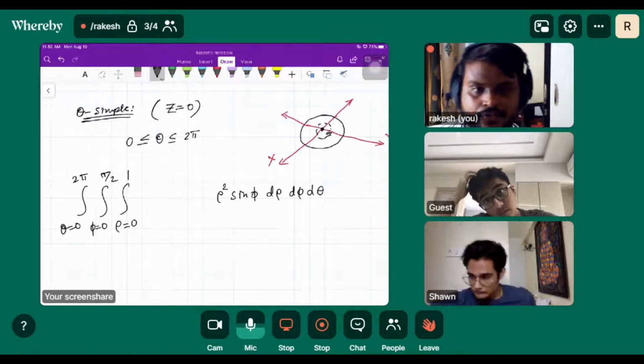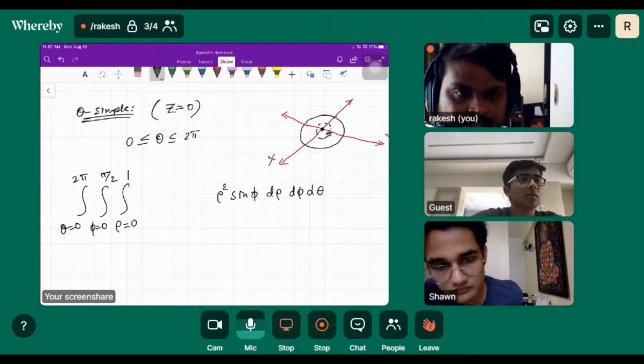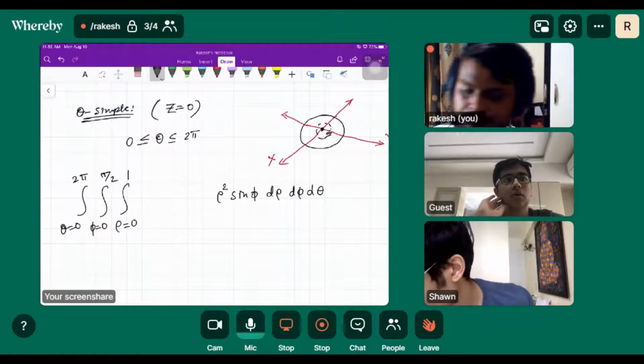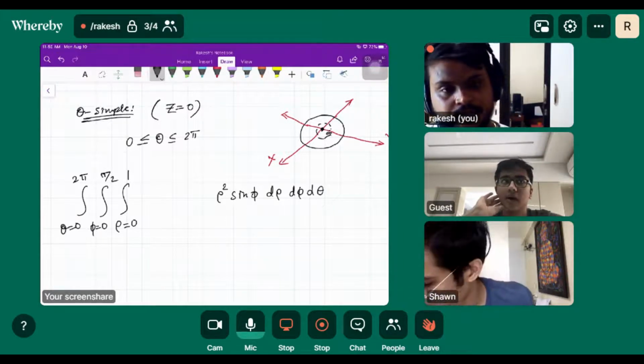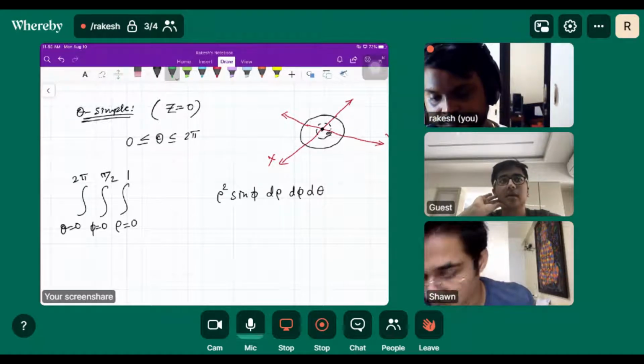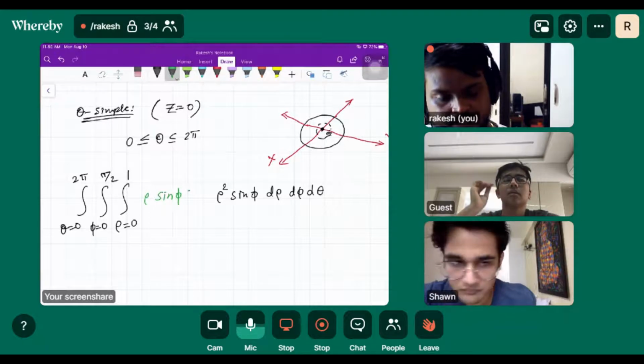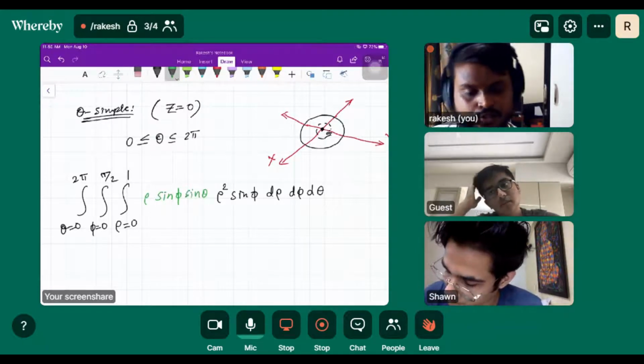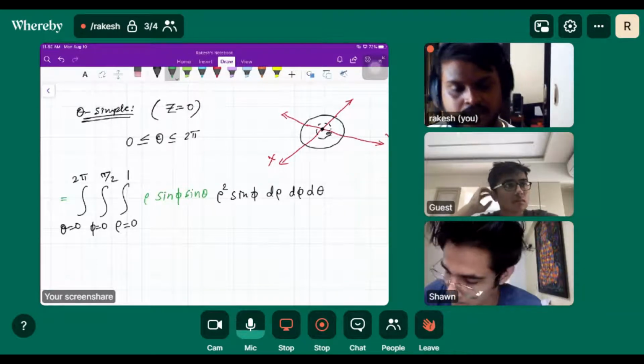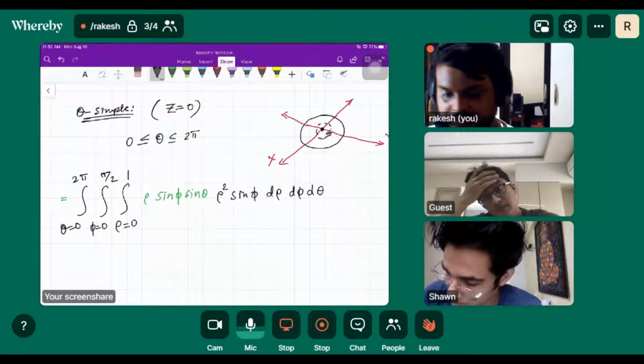What is y in the spherical coordinate system? Rho sine phi sine theta. Very good. So this is the setup for this integral.